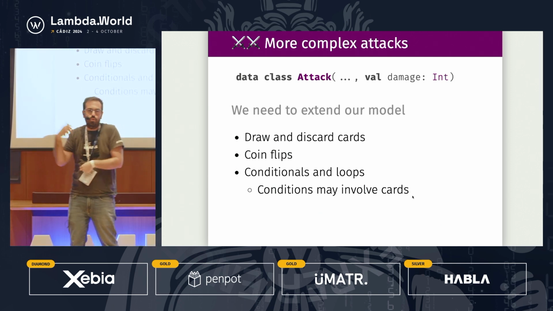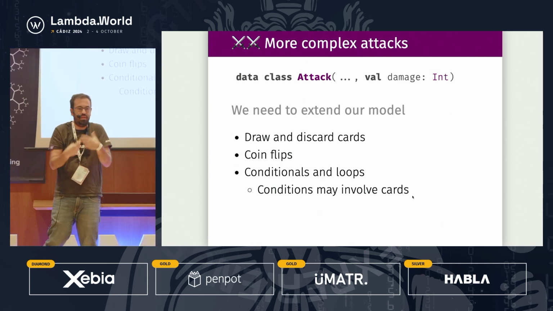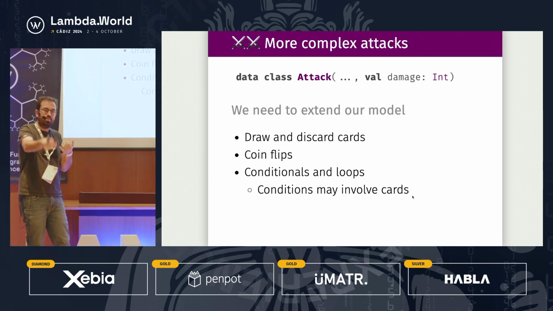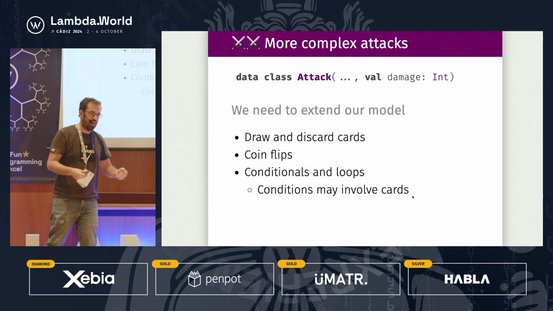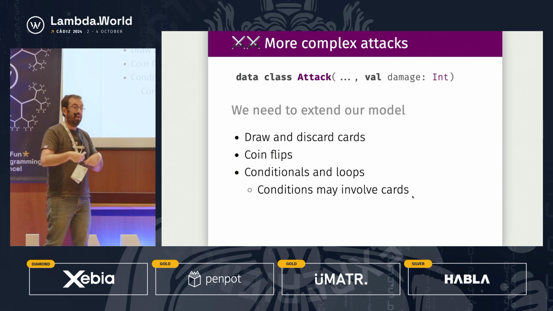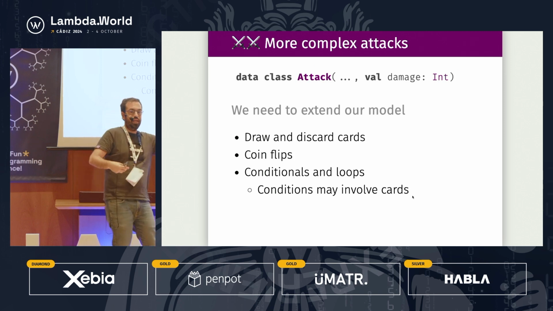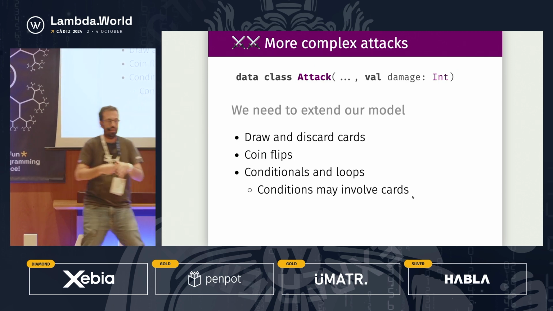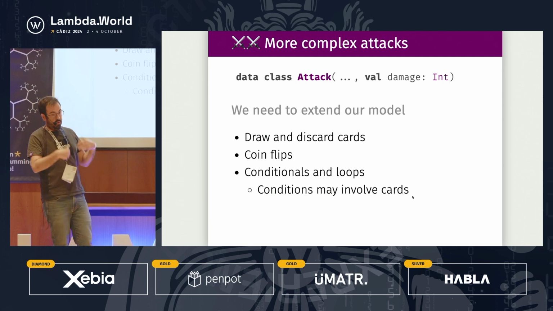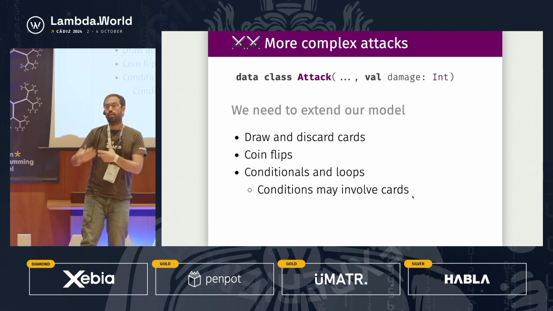Like what we had, where an attack is just a number with a damage, is no longer enough. We need a way to say, draw a card or discard a card. But even more so, we have things like flip a coin, and if the coin is heads, do this. So we need some kind of conditionals. And we even have some kind of loops: flip a coin until you get tails.